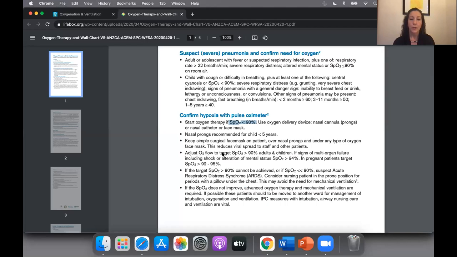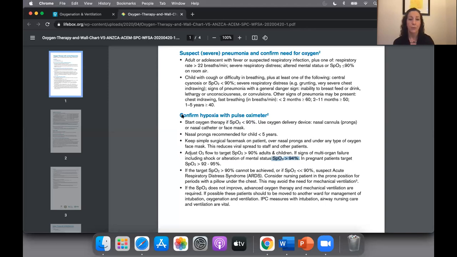And we'll talk about different ways to deliver oxygen to your patients, but that's for most patients. And so you want to target your SpO2 greater than 90% for adults and children. We're talking mostly about adults today because I'm an adult intensivist. We do have a session coming up on pediatrics next month as part of our oxygen and critical care series. So if you want to really get into pediatrics, we'll talk about that next month. If the patient has shock or altered mental status, they say that you should actually target an SpO2 greater than 94%. And then in pregnant patients, you should really target greater than 92%.